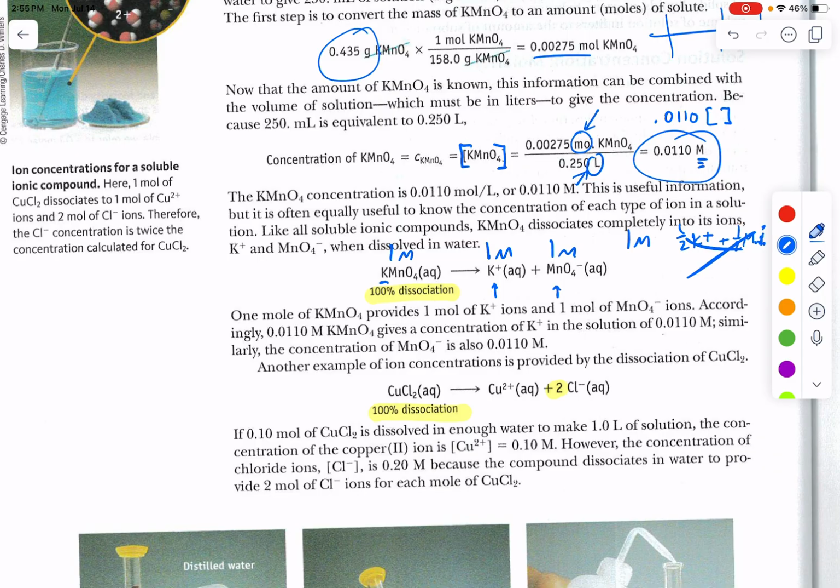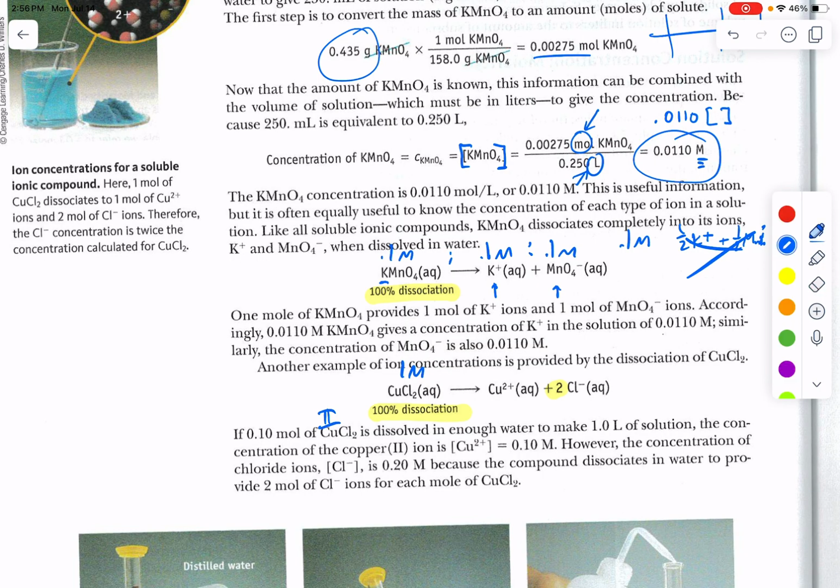The point being is that completely splitting up, you want to make sure that you keep the 1 to 1 to 1 ratio. Of course, if we had copper 2 chloride, remember this is copper Roman numeral 2, that's why you have 2 chlorides. If I had 1 molar of this, and that would be pretty concentrated, so you'd probably have 1/10 of a molar.